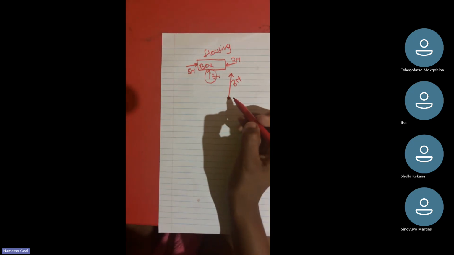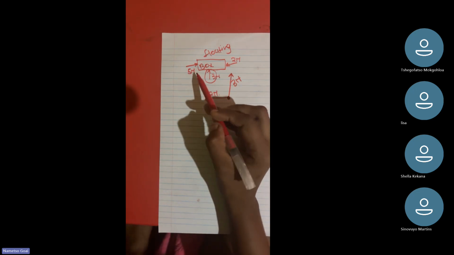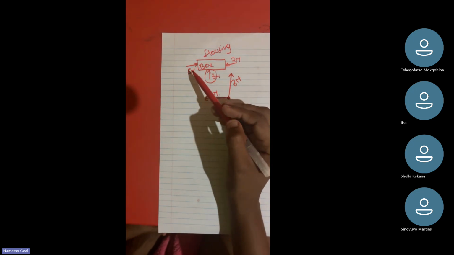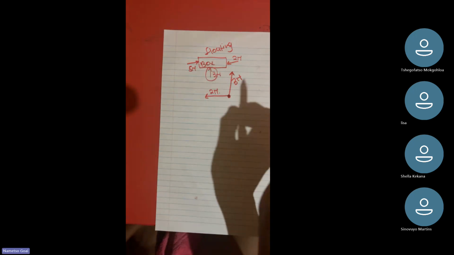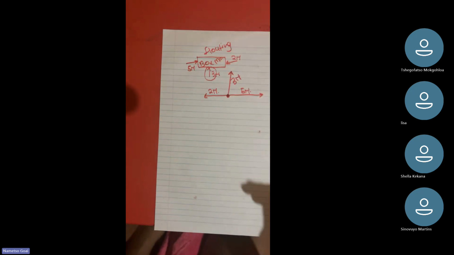Now let's look at this 2. It's pushing the box to the left. So it's acting in which direction? It's acting in this, the left direction. This is the 2N. Now let's look at the 5N. The 5N, it's acting towards the right. 5N.